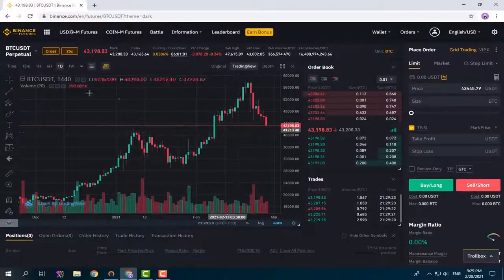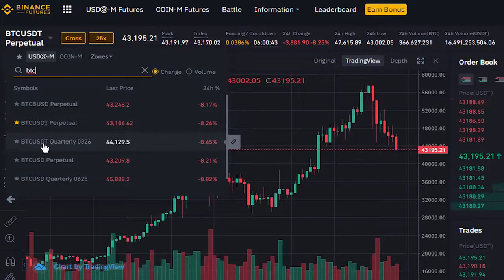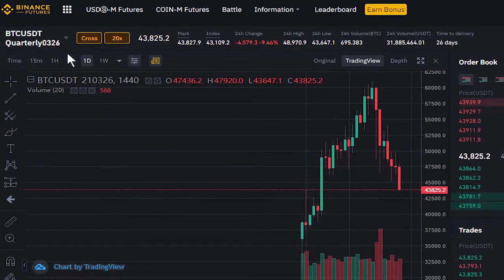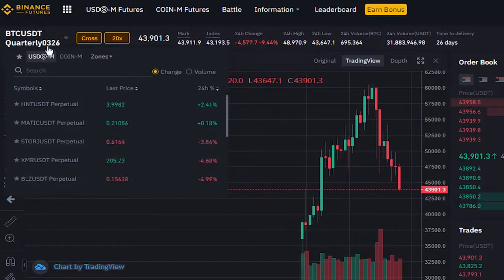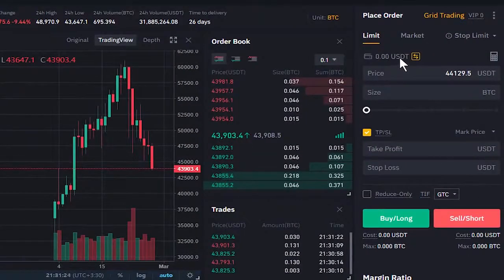Let's search BTC here, BTC. As you can see here, we have also BTC USDT quarterly March 26, which is not a perpetual contract and it has an expiry date. The first 2 figures are the month and the second 2 figures are the day. And if you look here, you see that we need USDT to buy or sell this contract.